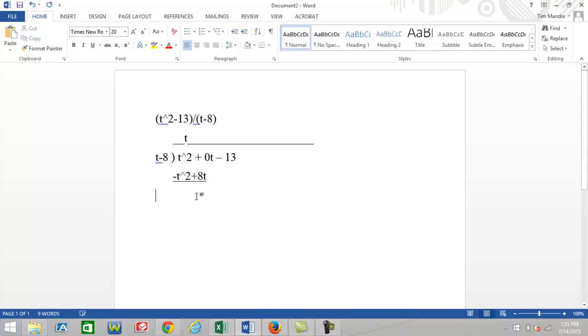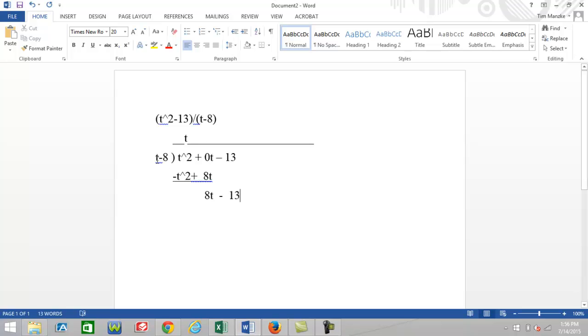When we're finished, t squared minus t squared will cancel out. Over here, we're adding the 0 and 8 together, so we're going to get 8t. Now, I have this 13. I have to bring that down, so we're going to put a minus 13. And then we're going to start with the next term.